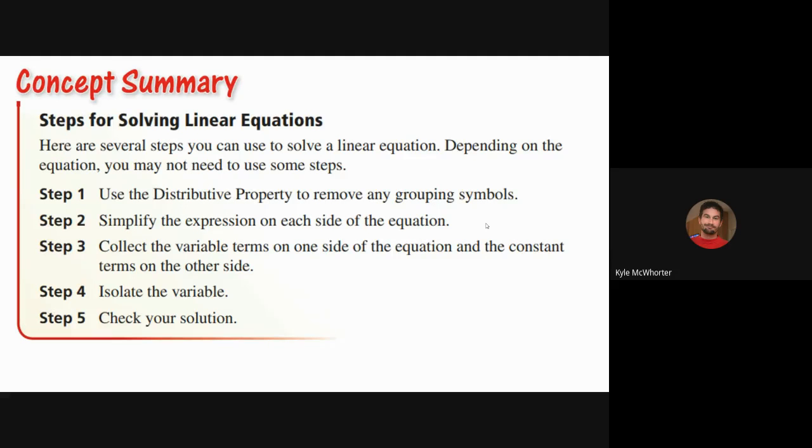Okay, so here's a summary of solving linear equations. First, you're going to use the distributive property if there's any grouping symbols. Then simplify the expression on each side of the equation. So left side, see if you can combine like terms. Right side, see if you can combine like terms. Then step 3 is to get the variable terms on one side and the constant terms on the other side using inverse operations. Step 4 is to isolate the variable using inverse operations.